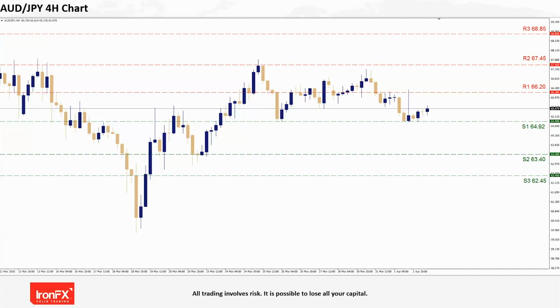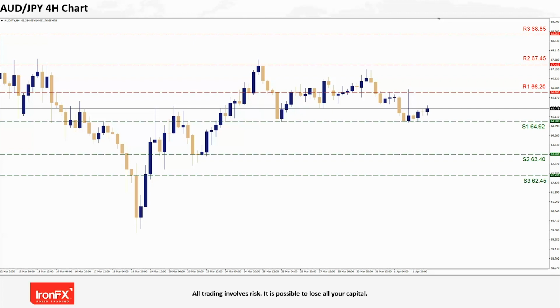Technical analysis. The S1 64.92 level was tested various times since yesterday, though the pair seems to be holding up. However, if the level is breached to the downside, the next possible stops are the S2 63.40 and the S3 62.45 that were both seen in March. If the pair comes under buying interest, the R1 66.20 level could be tested first.